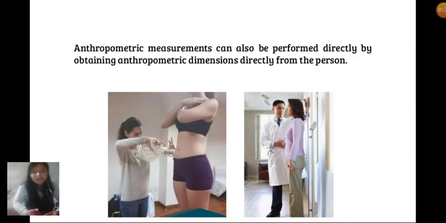Anthropometry measurement can also be performed directly, by obtaining anthropometric dimensions directly from the person. However, direct techniques require both appropriate instrumentation, which reduces the variability introduced by the personnel who make the records, and standardized postures or gestures in order to accurately compare the measurements.